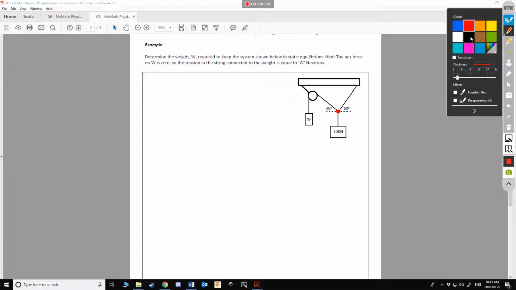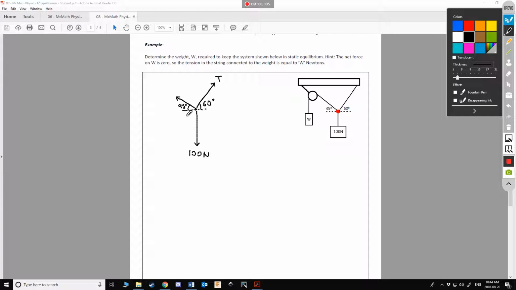So what's happening at that point is I have a force acting downwards. That's 100 newtons. I also have a force acting up and to the right with some angle, 60 degrees. I'm going to call that T. And there's also this other rope up and to the left at some 45-degree angle.